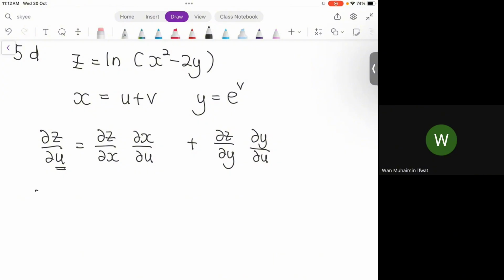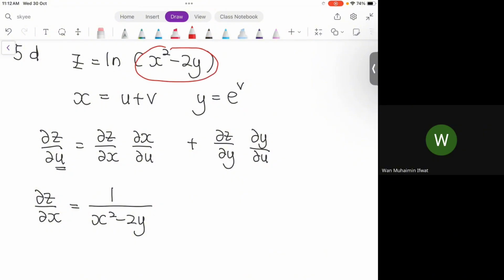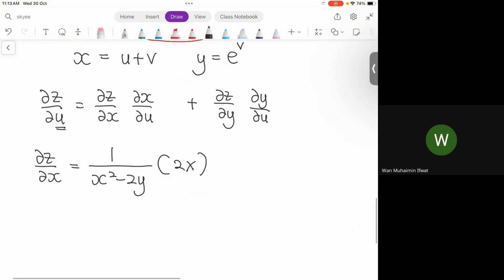The first will be del z del x. It is a log function. When you differentiate a log function, you will get 1 over x squared minus 2y. After that, you need to differentiate the term in the bracket with respect to x, meaning you will get 2x minus 0, so it's 2x. So this is your del z del x.